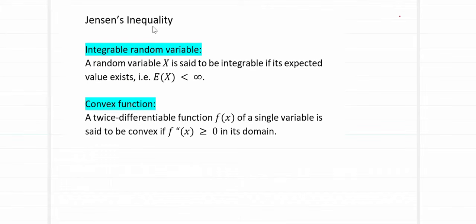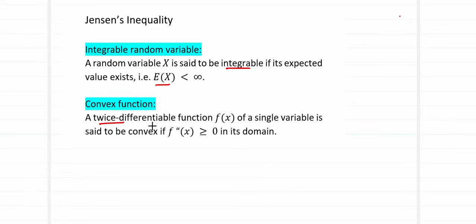So before moving on into Jensen's inequality, we need to know about two terms. The first term is integrable random variable. So when is a random variable X said to be integrable? A random variable X is said to be integrable if its expected value, that is E of X, exists, meaning it is a finite quantity. So it has to be something less than infinity. So a random variable X is said to be integrable if the expected value E of X is going to be finite in nature.